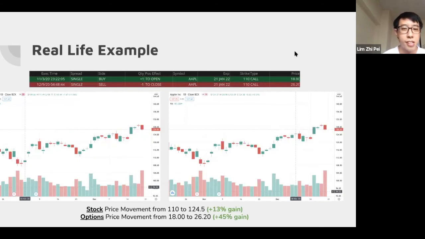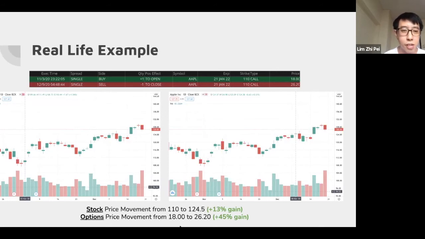As you can see, the first line in the first table is buying Apple options at a strike price of 110. I bought it on November the 3rd this year at a price of $18. Then I closed the position on the 9th of December, when the options contract was valued at 26.20. So that is how I profit from options.